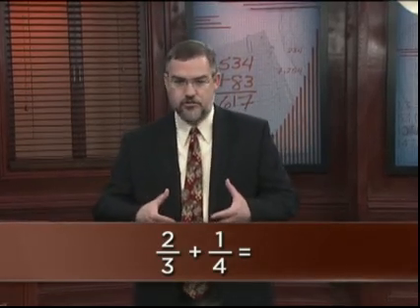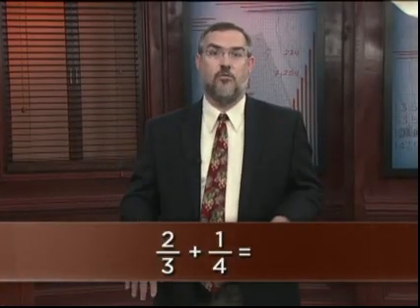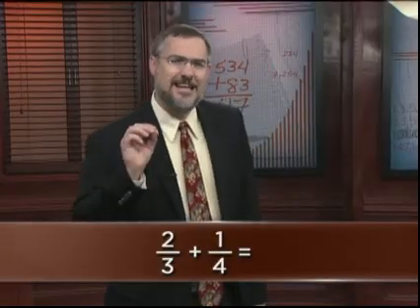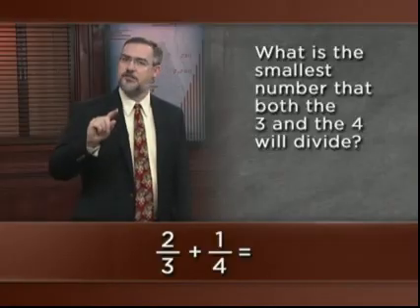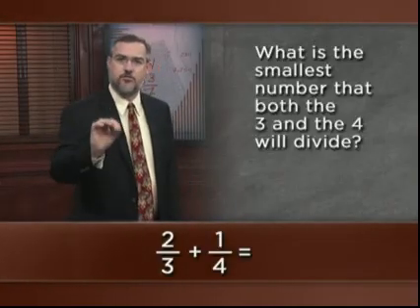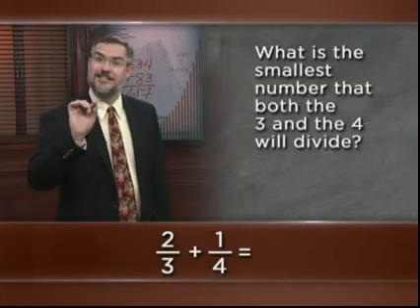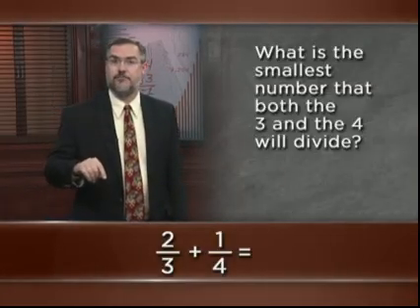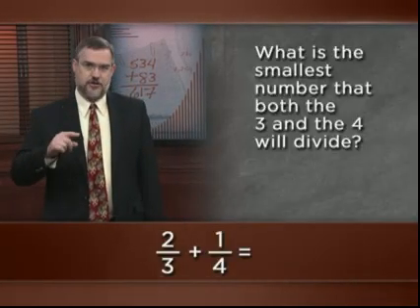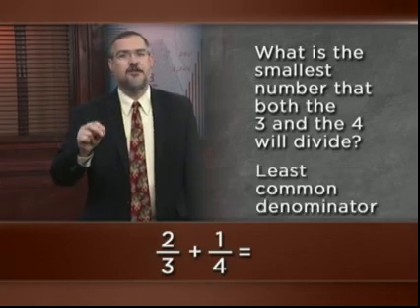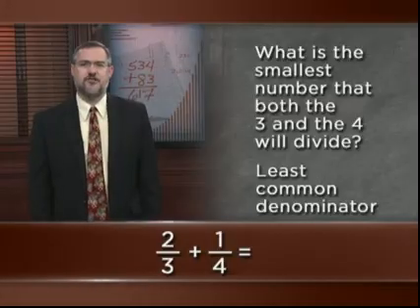The basic idea is like the opposite of putting the fractions in lowest terms. We're actually going to sort of build up the denominators, if you will, so that they're actually equal to one another. Here's the idea. We need to ask ourselves this straightforward question. What is the smallest number that both the 3 and the 4 will divide? The 3 and the 4 are the denominators that we had in the original problem. This smallest number that both 3 and 4 will divide is going to be called the least common denominator for this problem.